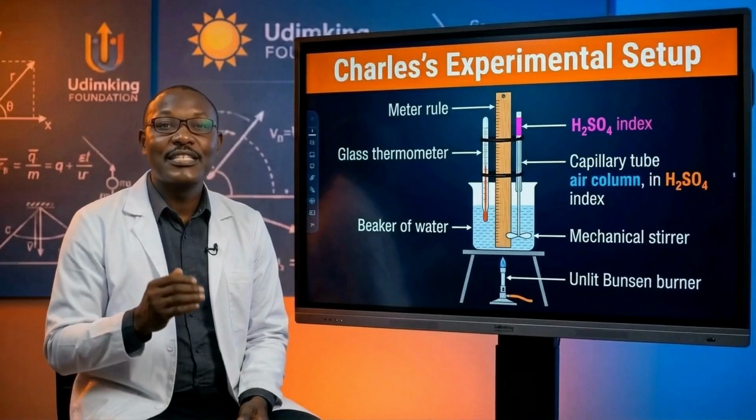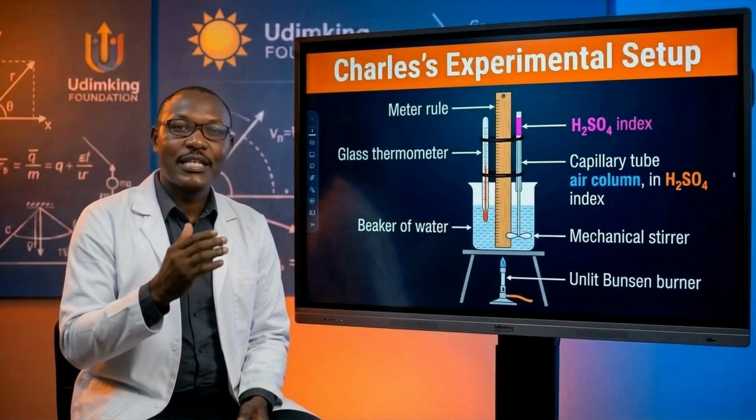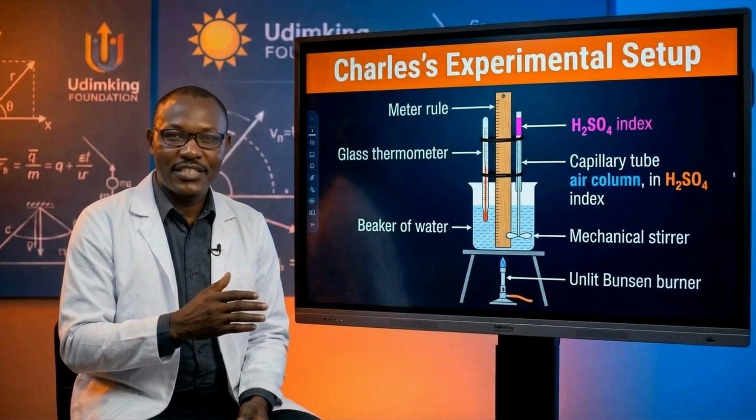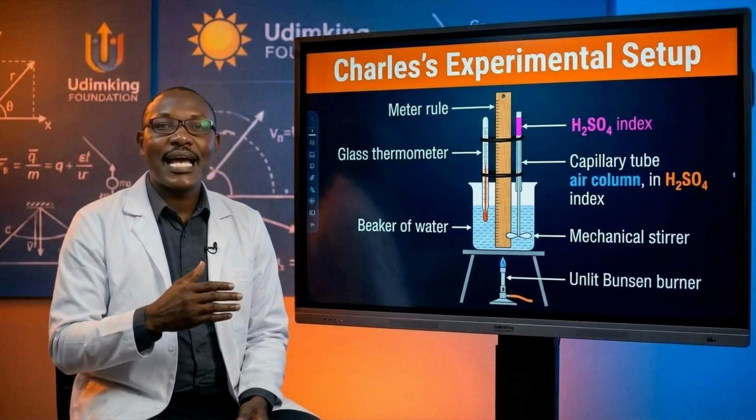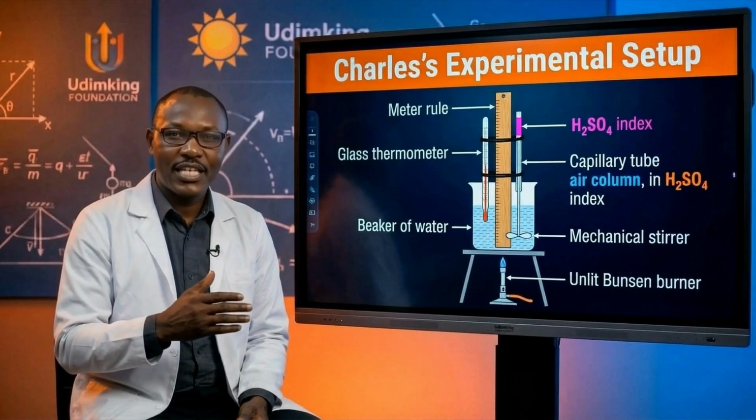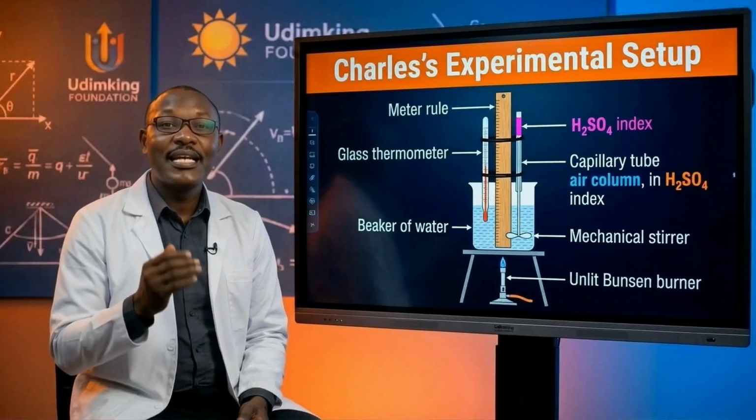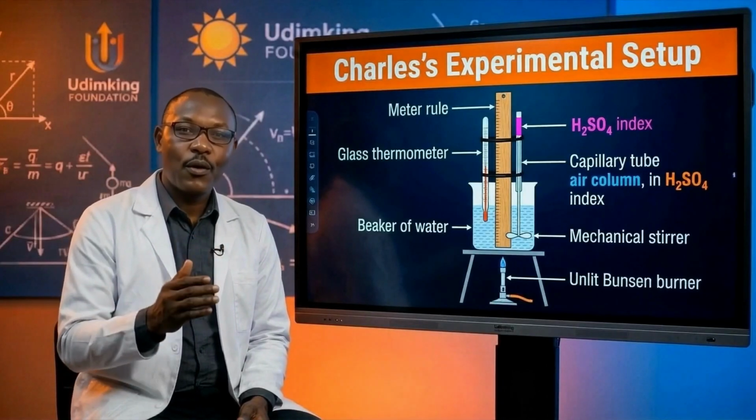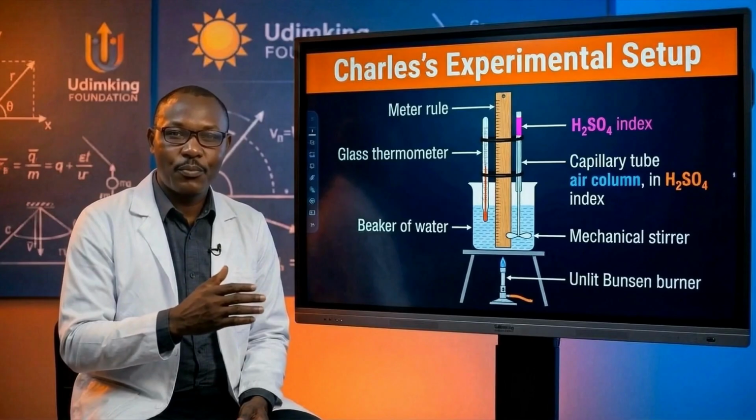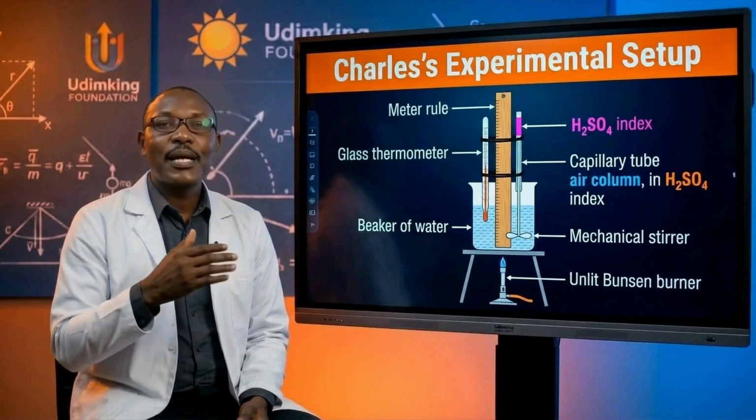Welcome back. In this video, we are stepping directly into the shoes of the great pioneer himself, Jacques Charles, to see exactly how he discovered the mathematical relationship between the volume and temperature of a gas. Imagine you are standing in a physics laboratory. On the screen, you can see a beautifully simple experimental setup.